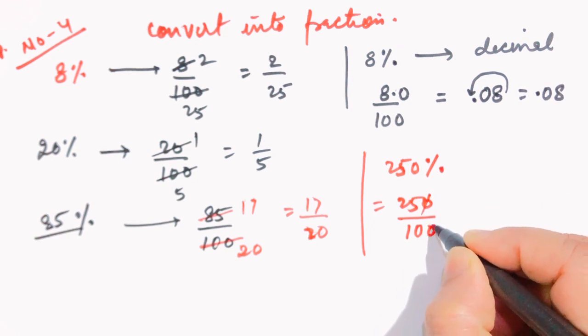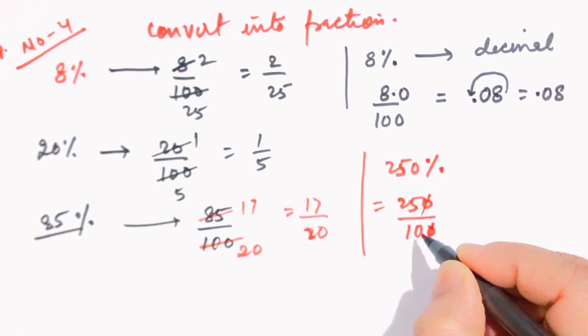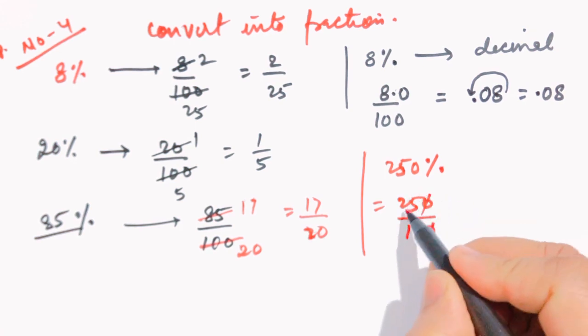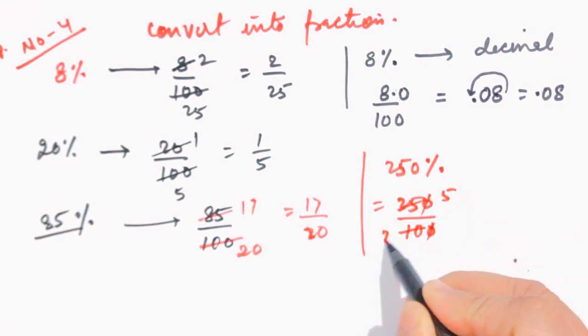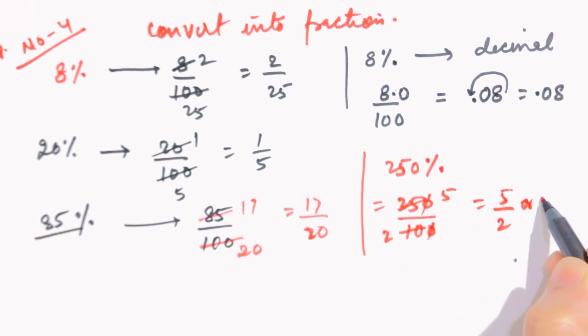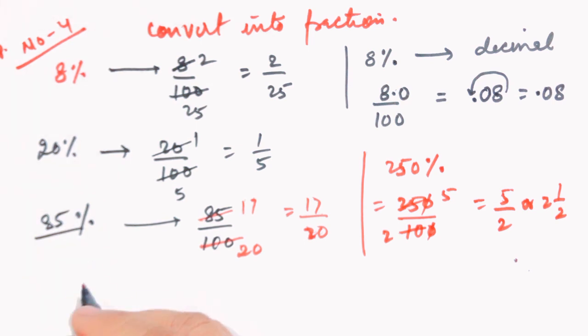25 by 10. So let me see. 25 by 10: 5 times 2 is equal to 5 by 2, or 2.5. What happened to my pen? Okay, it started blotting.